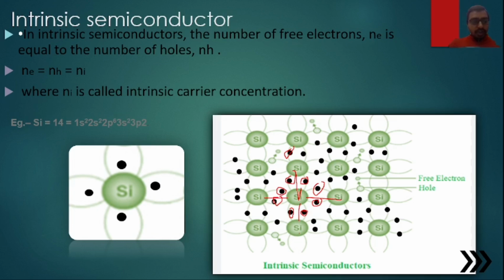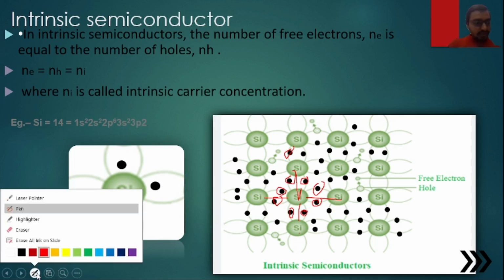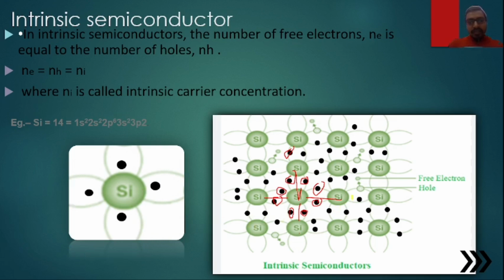This electron corresponds to this, and this electron corresponds to this. So here the silicon atoms are covalently bonded. This is the condition when no external energy is provided to the crystal. Now suppose external energy is provided to the crystal. Then what happens? The electrons will start to jump.